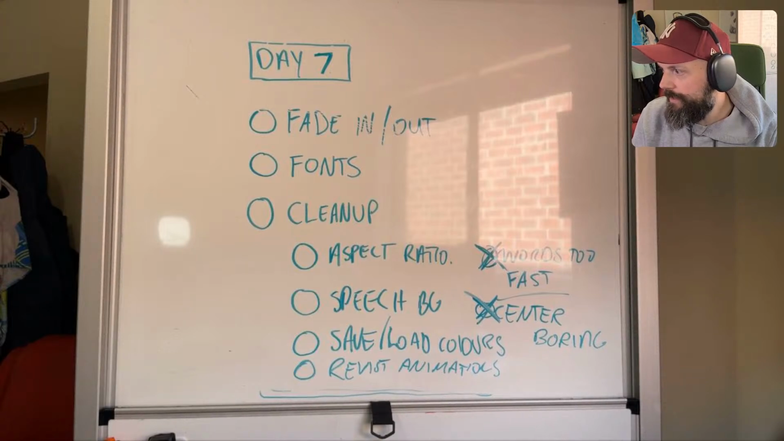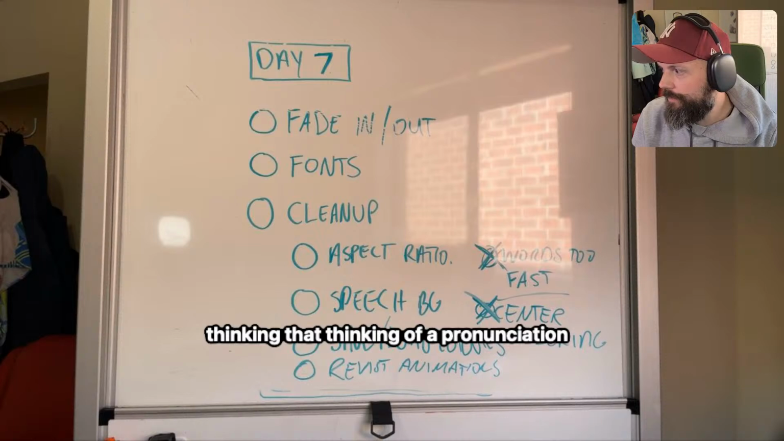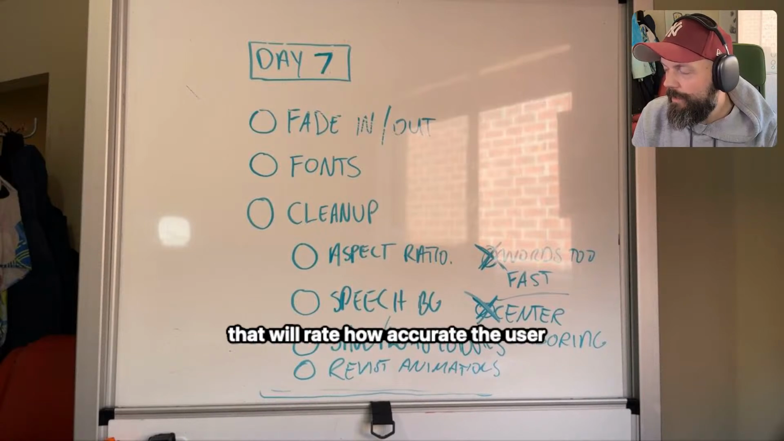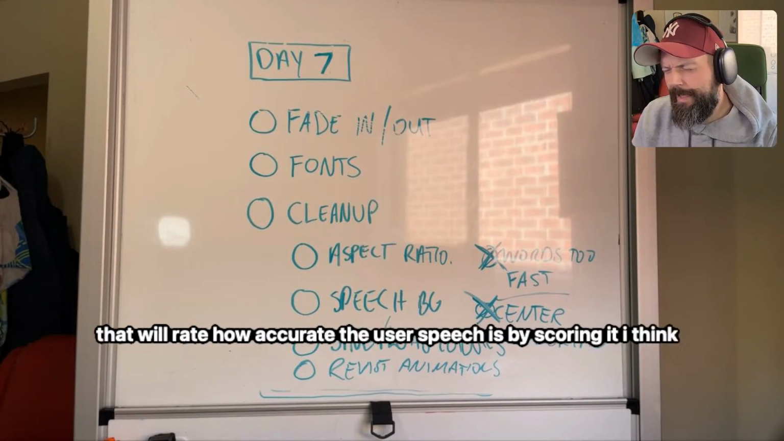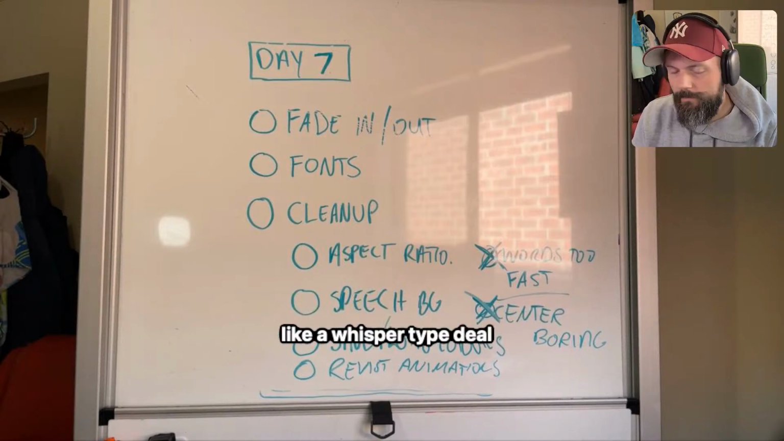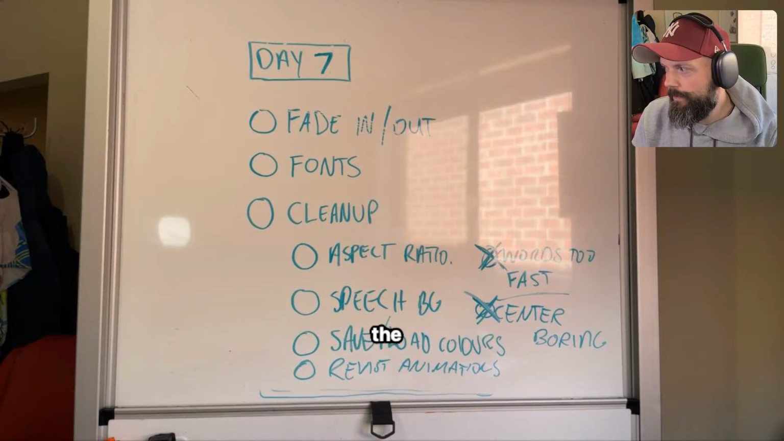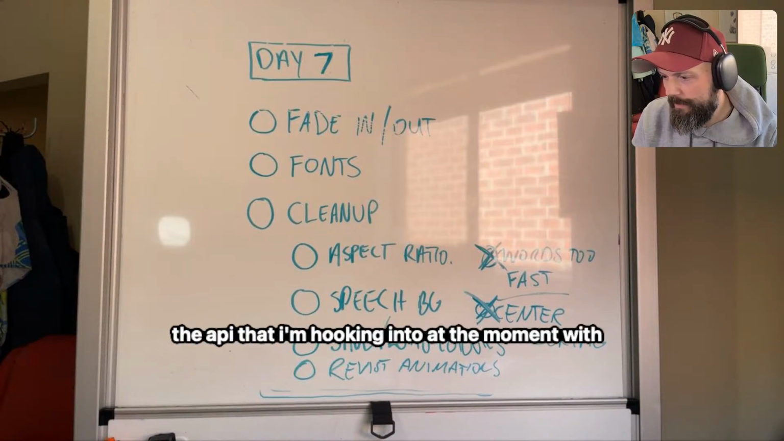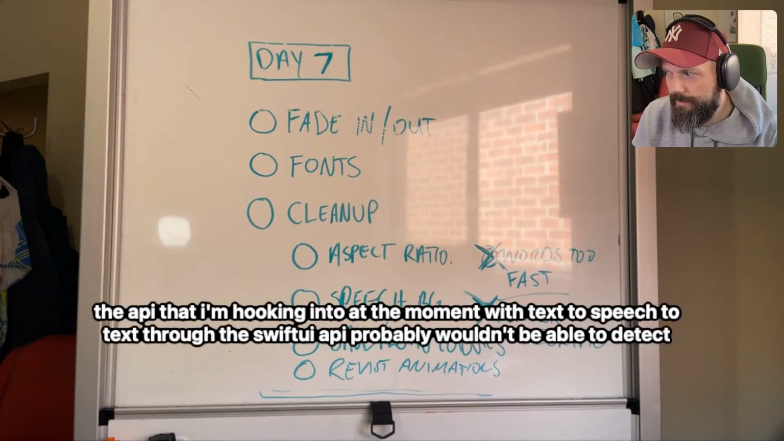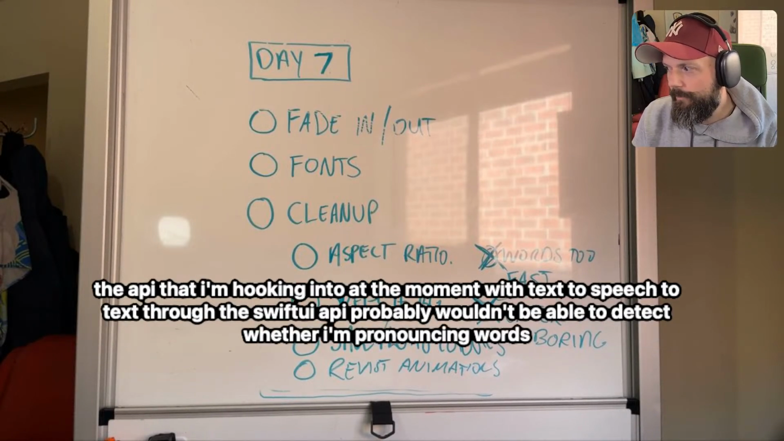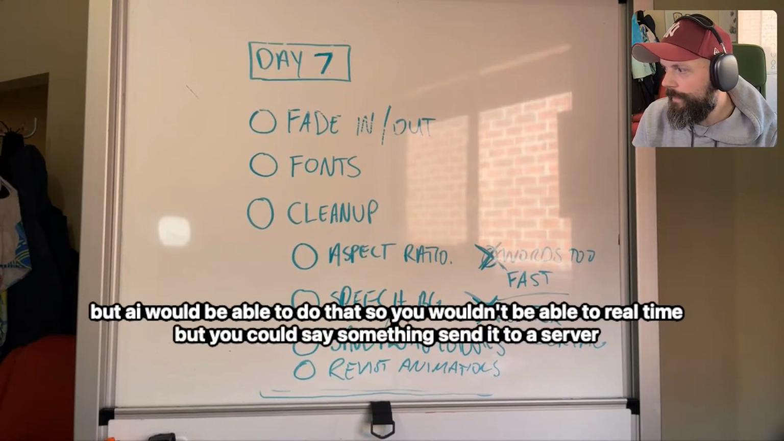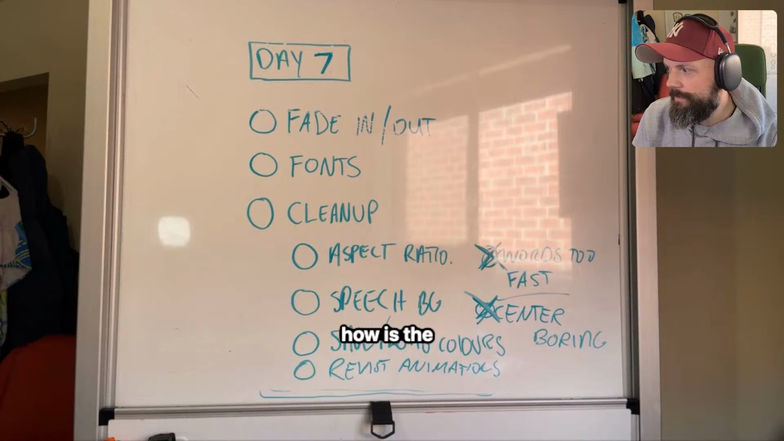Sidat, thinking of a pronunciation application for people whose second language is English. An application that will rate how accurate the user's speech is by scoring it. I think you could hook that into AI, like a Whisper type deal. The API that I'm hooking into at the moment with speech to text through the SwiftUI API probably wouldn't be able to detect whether I'm pronouncing words correctly, but AI would be able to do that. So you wouldn't be able to do real time, but you could say something, send it to a server and come back.